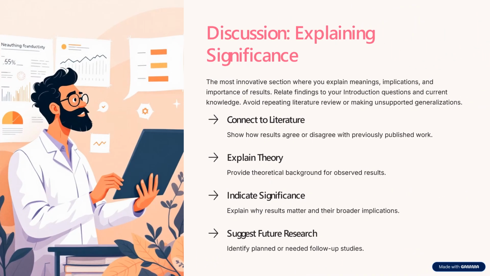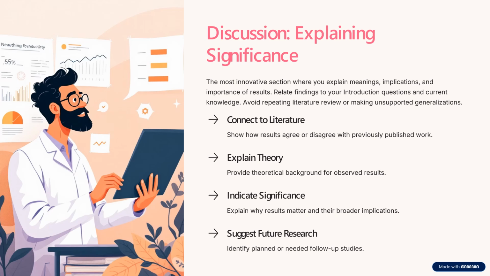The discussion section is the section where the authors explain meanings and implications of the results. The section pulls everything together and shows the importance and value of the work, and is therefore the most innovative and difficult part of the paper to write.